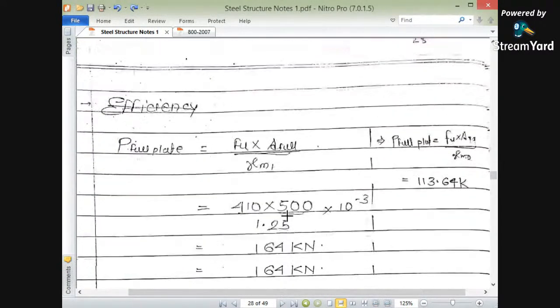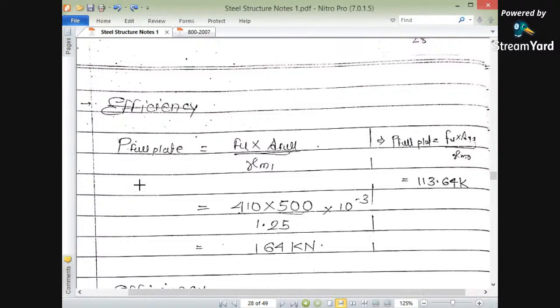How to find out the strength of the full plate? P, that is the load taken by the full plate, or strength of full plate, is Fu multiplied by area of full divided by gamma m1. So Fu is nothing but 410. Area full we have taken as 500. Gamma m1 is 1.25, and we have taken 10 to the power minus 3 to get kilonewton. So the load taken by the full plate comes to be 164 kilonewtons.